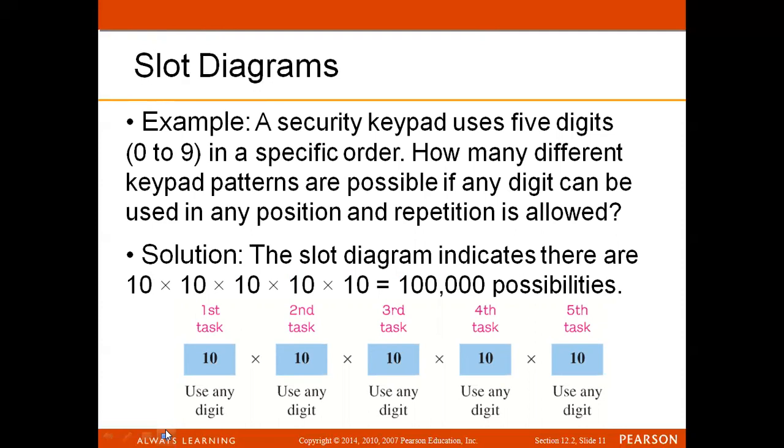The slot diagram indicates that there are 10 ways to do the first task, 10 ways to do the second task, 10 ways to do the third task, 10 ways to do the fourth task, and 10 ways to do the fifth task. So if we multiply 10 times 10 times 10 times 10 times 10, we come up with 100,000 keypad possibilities.